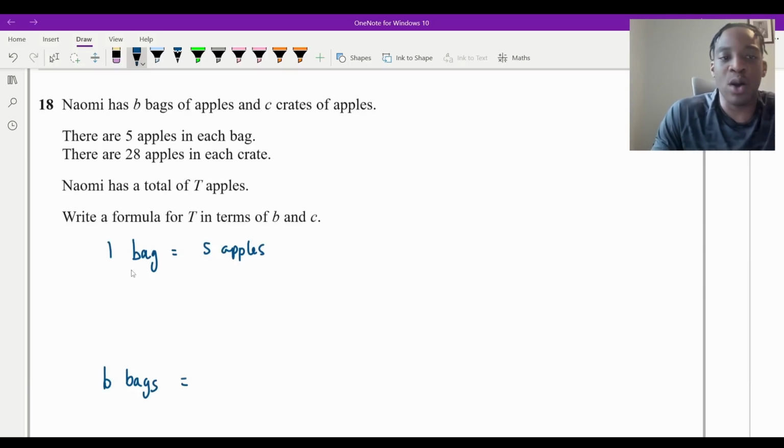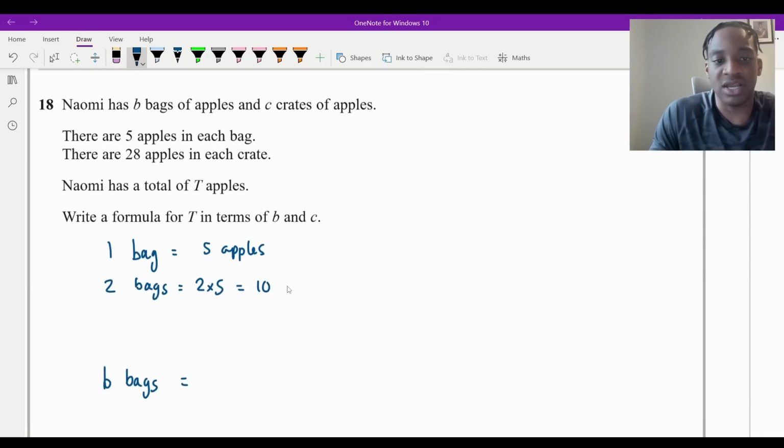So, for example, we know that 1 bag will have 5 apples, but what would 2 bags? How many apples would 2 bags contain? Well, it's quite clearly just going to be 2 times 5, isn't it? Which is going to be 10 apples. All right, 10 apples here. How about if there were 3 bags, for example? What would that be? Well, that would just be 3 times 5, which is equal to 15 apples.